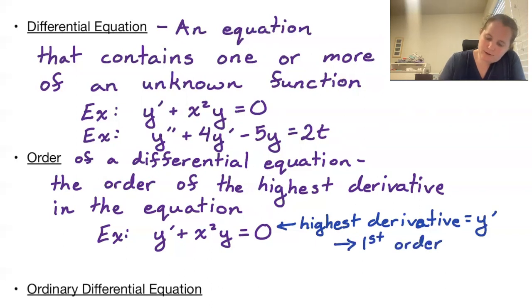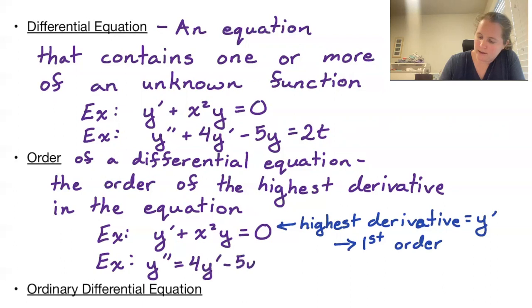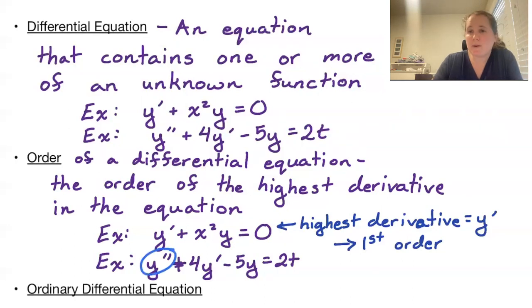Versus for our second example, y double prime plus 4y prime minus 5y equaling 2t. Oops, this should have been a plus, not an equals. In this case, y double prime is our highest order derivative. So this is a second order differential equation.